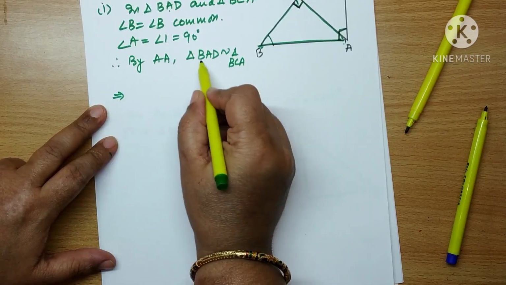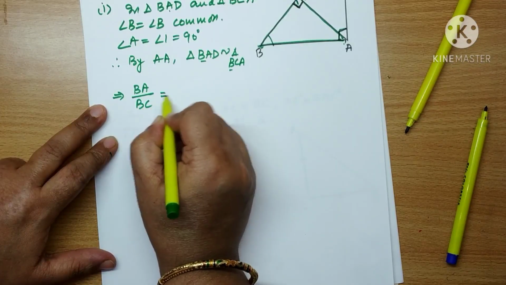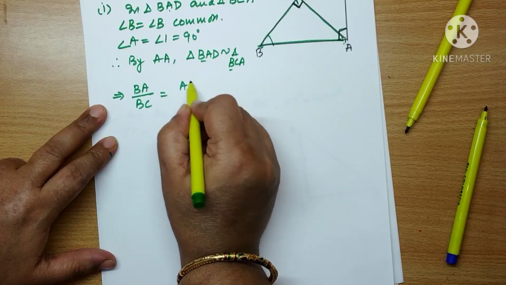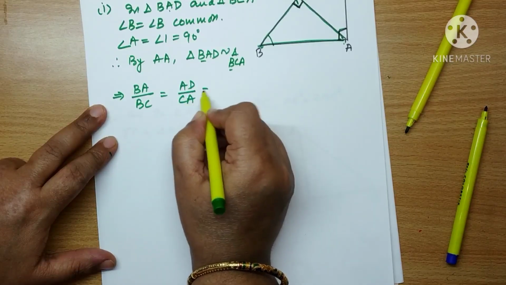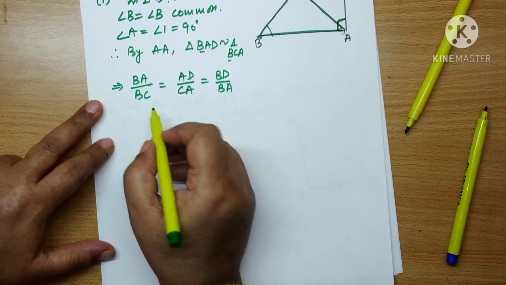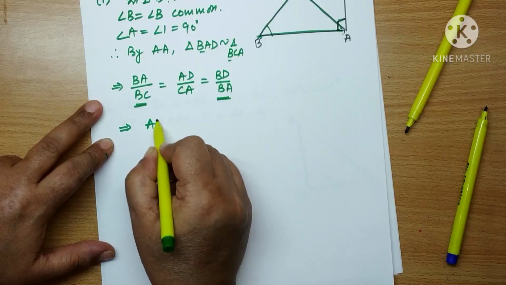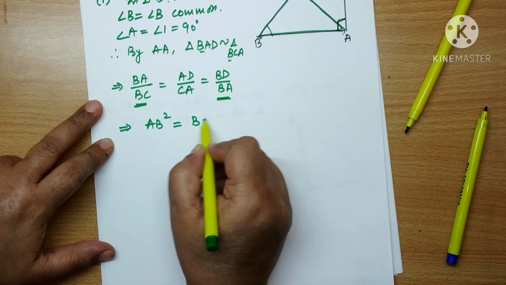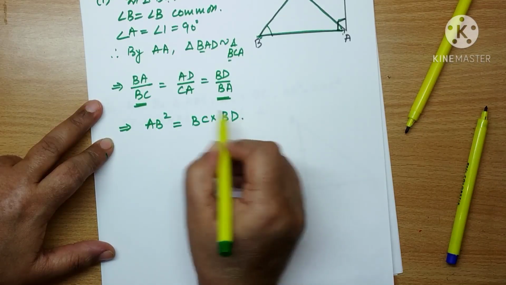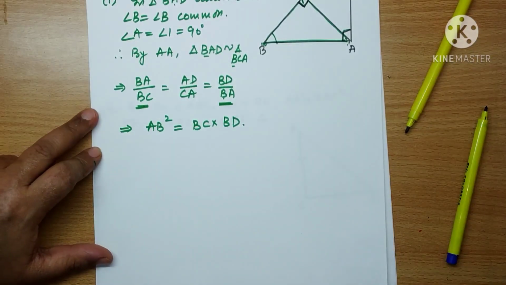which gives me BA by BC is equal to AD by CA equal to BD by BA. We are looking for AB square. AB square we will get from these two sides. So AB square is equal to BC into BD. See, AB square equal to BC into BD.